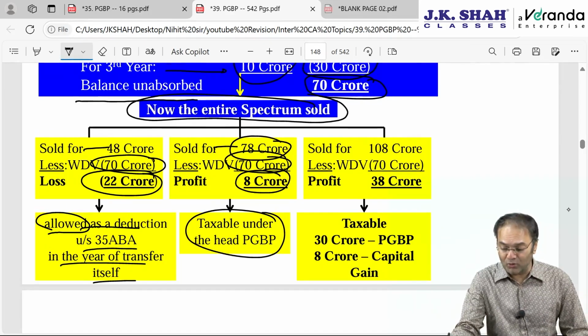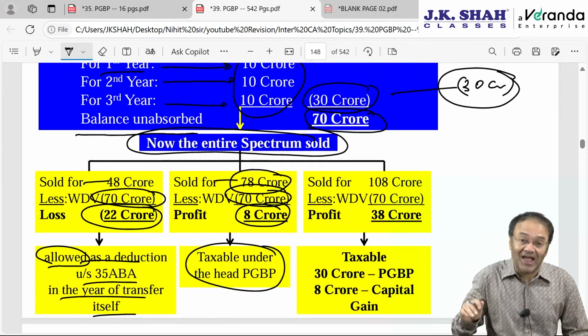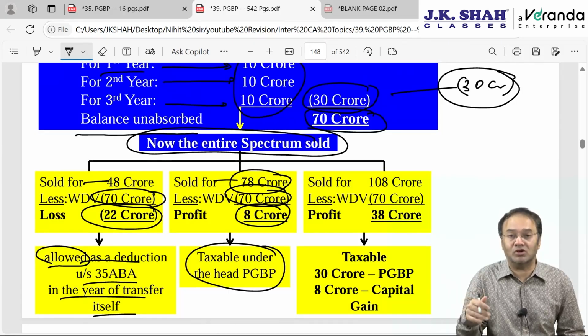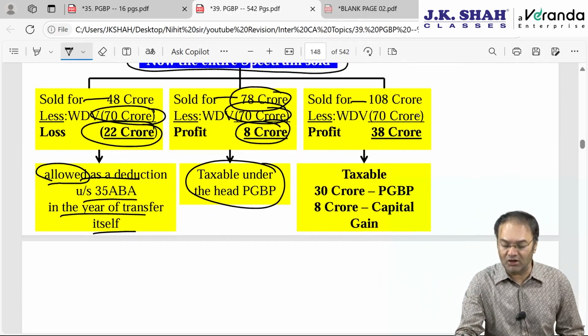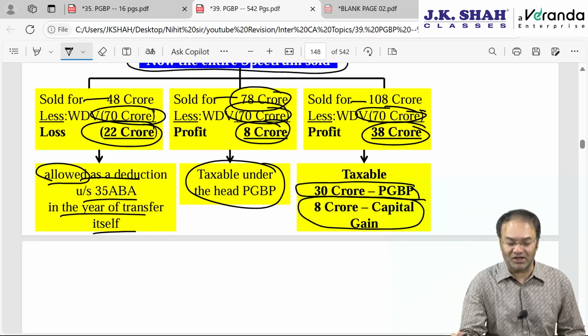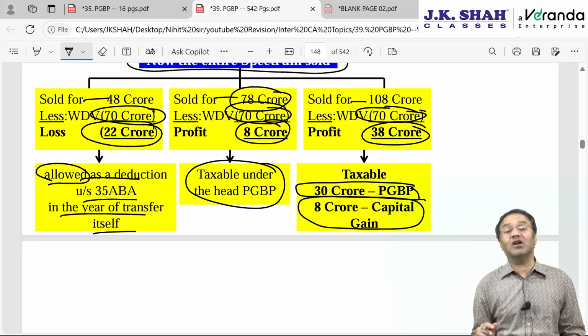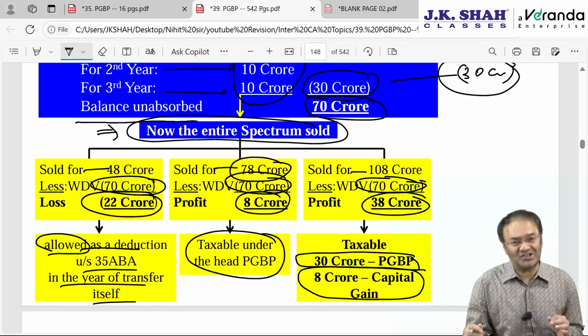If the profit is up to 30 crore, whatever is the deduction claimed, up to 30 crore of profit will be taxable under the PGBP. Any profit more than 30 crore, more than the deduction claimed, will go under capital gain. So let's say sold for 108 crore, minus 70 crore as cost, 38 crore is a profit. The first 30 crore will go under the PGBP and the balance 8 crore under capital gain. This is the story if 100% license is sold, the entire license or entire spectrum is sold.